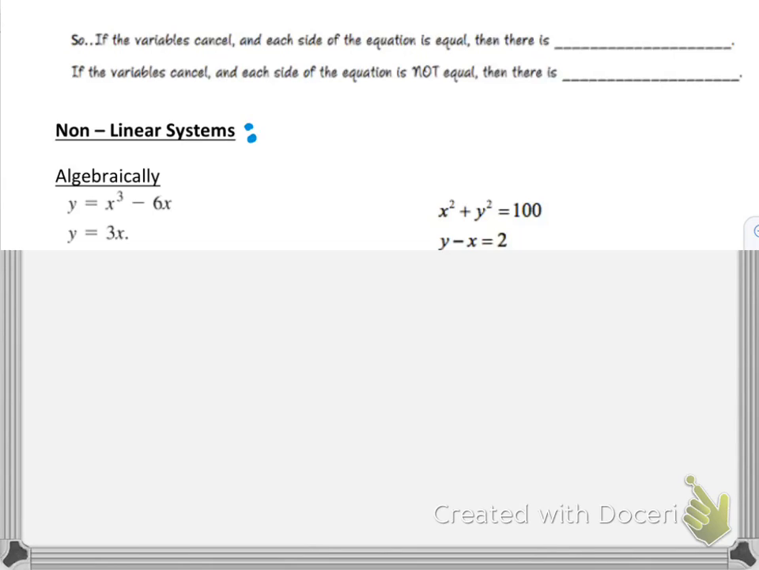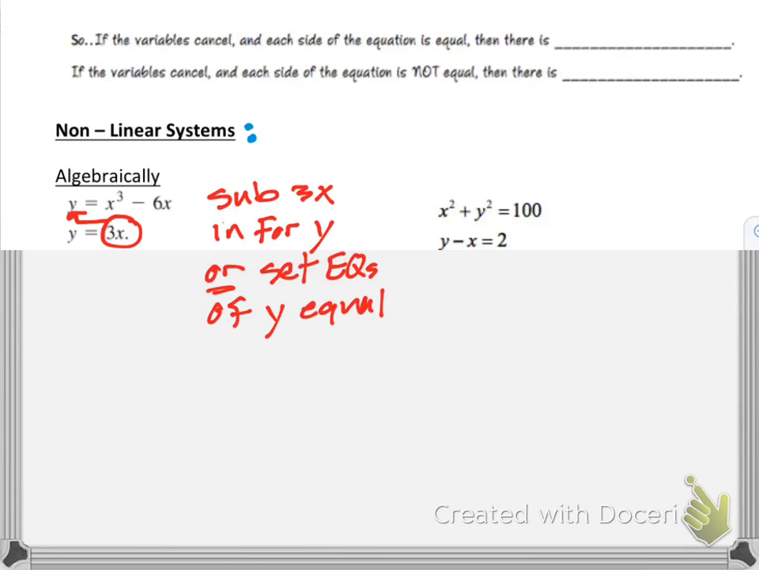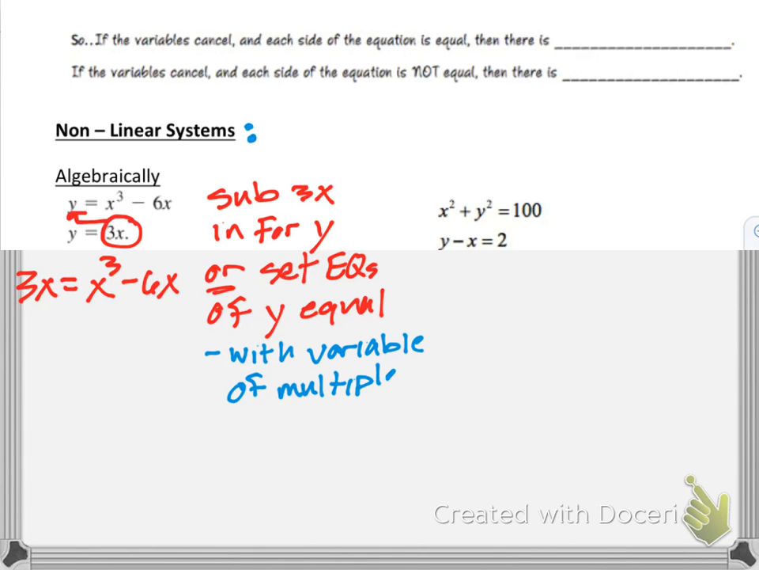For instance, this first one, they both have y by itself, and you can look at it two different ways. You can say, I'm going to substitute 3x in for y in that first equation, or you could consider the idea that you just have both equations that are set equal to y. You can therefore set them equal to each other. So if they have them both equal to y, you can set them equal, or think of it as substitution. You decide.